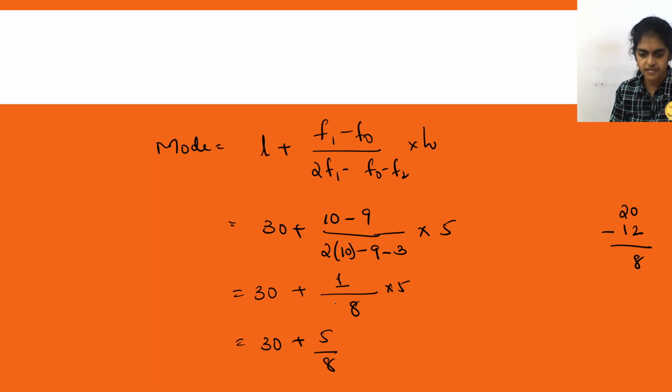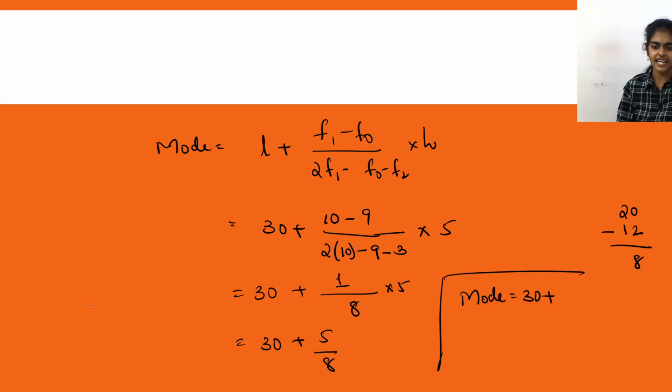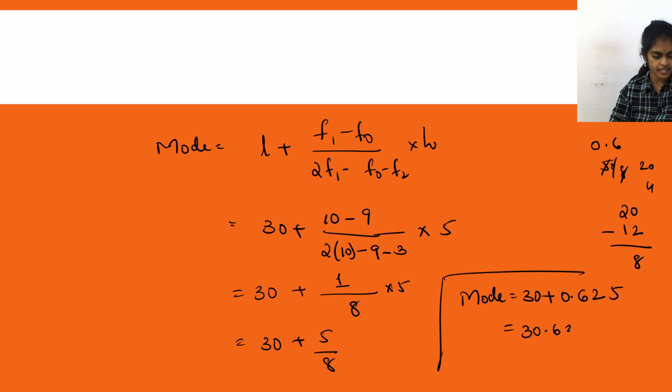So firstly convert this 5 by 8. So mode is 30 plus 5 by 8. 5 divided by 8. You can put a decimal point here, so it becomes 50. 8 sixes are 48, you'll have a 2 0. 8 twos are 16, you'll have a 4 0. 8 fives are 40. So it is nothing but 30.625, the mode of this particular given data.